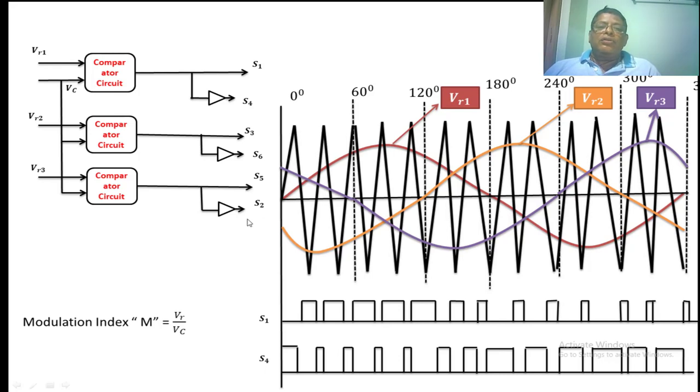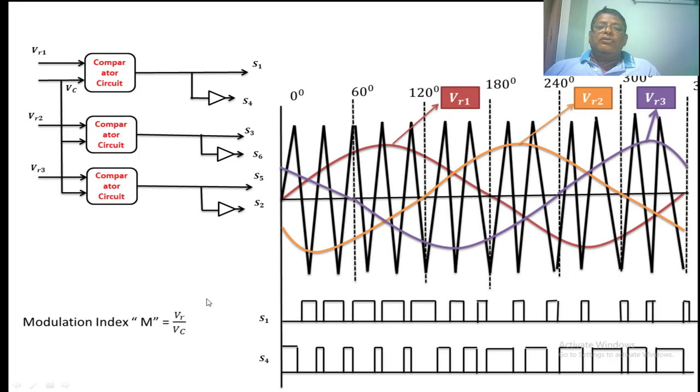Now, how are we going to control the output voltage? By means of a modulation index. Modulation index is defined as M equal to the magnitude of reference voltage by carrier voltage, VR by Vc. The modulation index always lies between 0 and 1. VR is the magnitude of the reference voltage, that is the maximum value, and Vc is the maximum value of the carrier signal. By changing this magnitude, we can control the RMS output voltage.